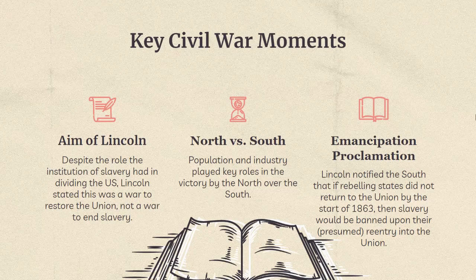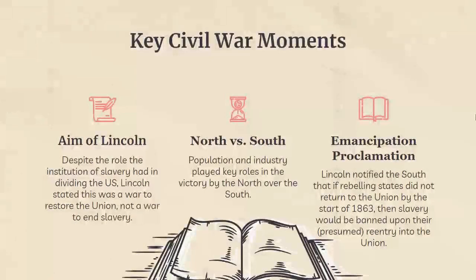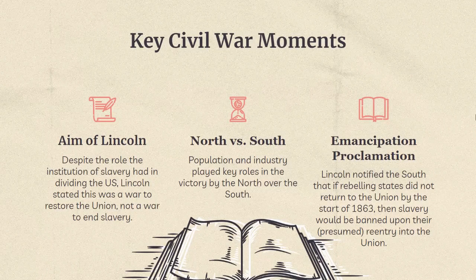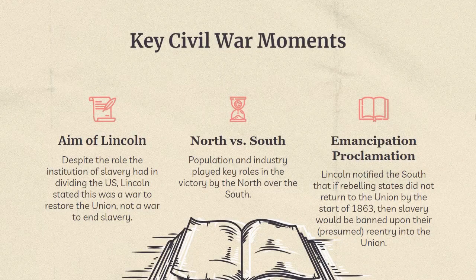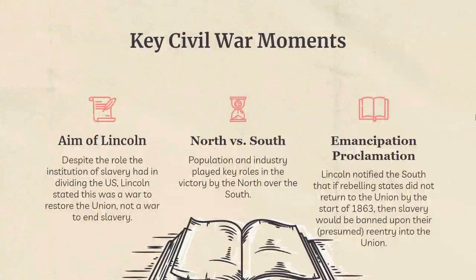The original aim of Lincoln is not about slavery. That is what the South believed. They believed that slavery would be abolished under a United States led by Lincoln. However, the war is all about restoring the Union. It is not a war to end slavery. That's where in 1861 the aim of Lincoln is. The North versus the South, there's a couple of important things to keep in mind.